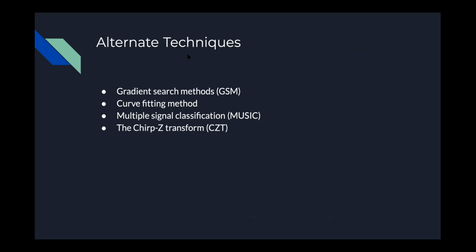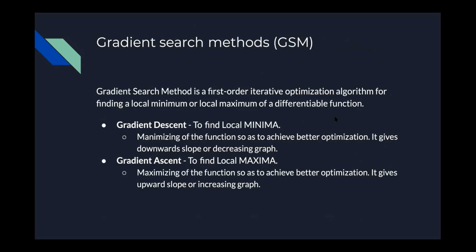So we have some alternate techniques for finding the peaks, and there are some other methods also that we can use instead of DFT. So these are the four things that we will see. First one is the gradient search method. It is one of the peak detection methods. As from the name itself, we can see that what it does is search for a gradient. There are two types in this. One is gradient descent and another is gradient ascent.